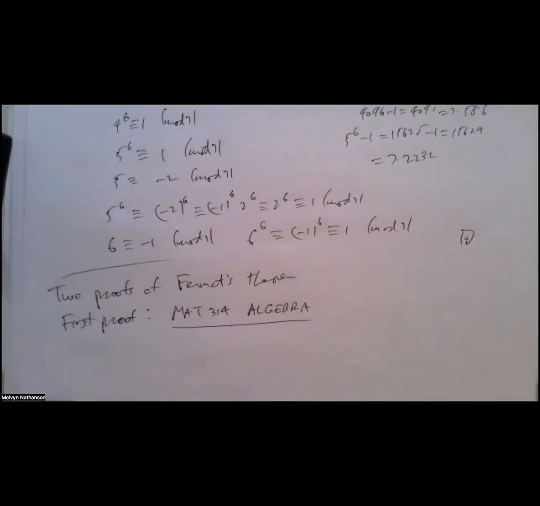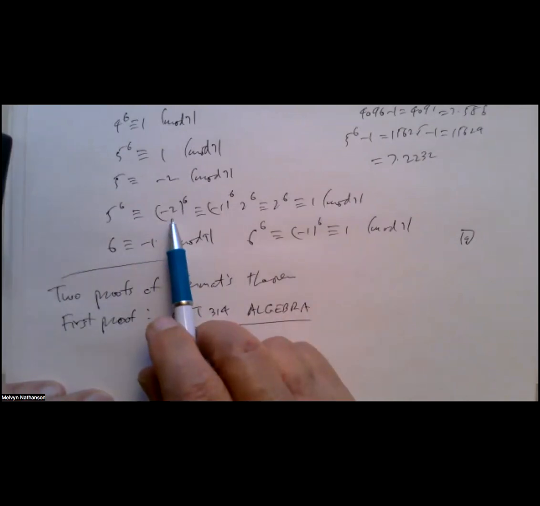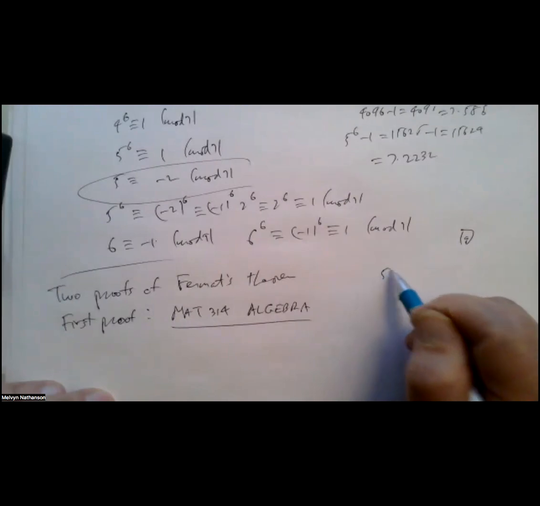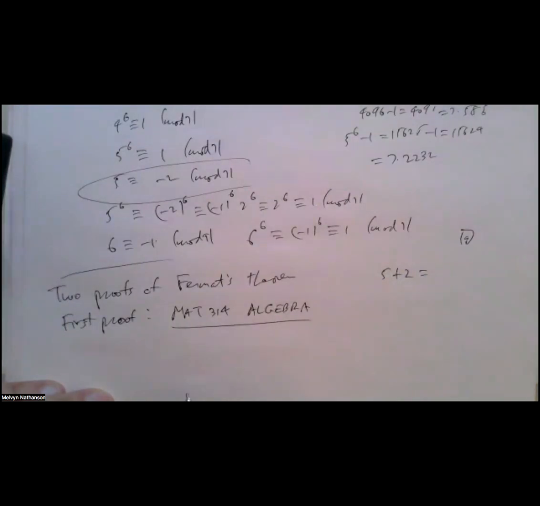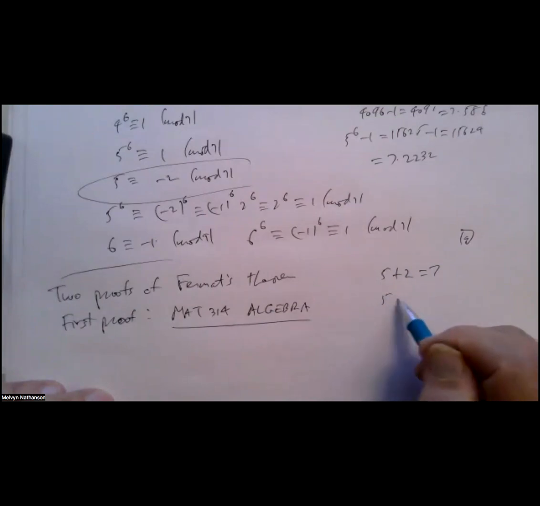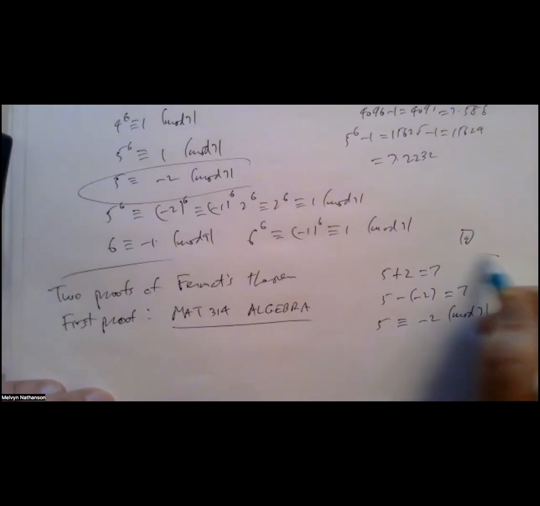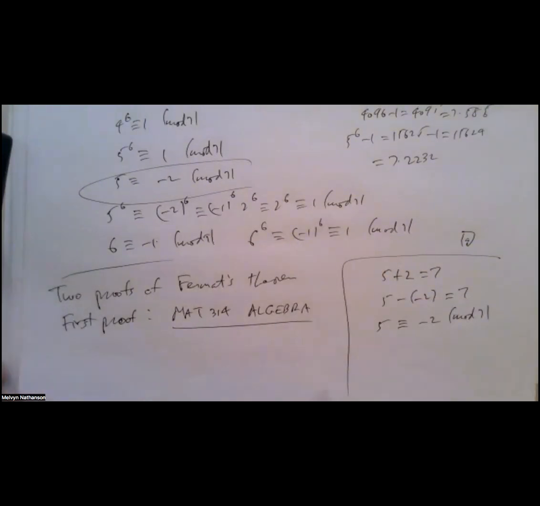Professor, can you hear me? Yes. I have a question. Go ahead. Where did you get that 5 is congruent to negative 2? Well, 5 plus 2 is what? 7. So 5 minus negative 2 is what? 7. So 5 is congruent to negative 2 mod 7. Okay, got it. Thank you.